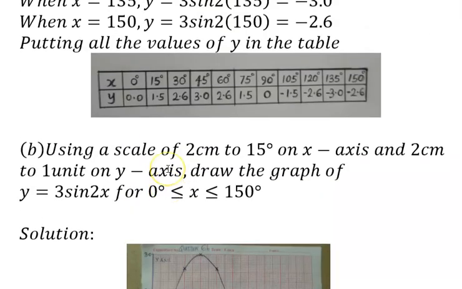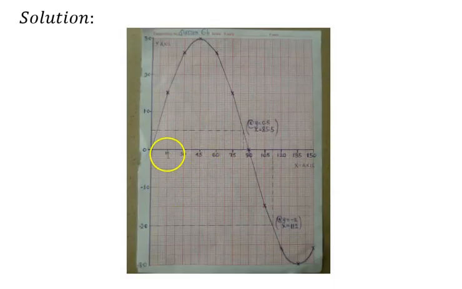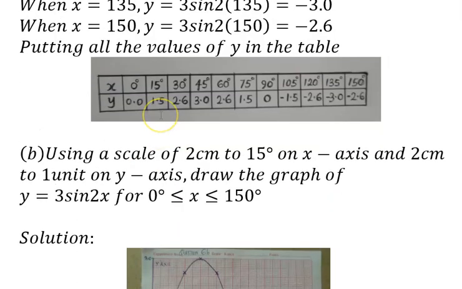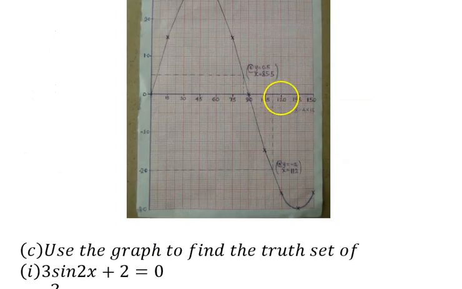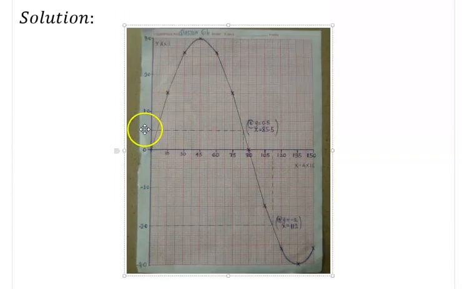Let's check the second one. When x is 15 degree, y is 1.5. This is it. When x is 15 degree, y is 1.5. So let's check for the negative aspect too. When x is 105 degree, y is minus 1.5. So look at it. When x is 105, y is what? Minus 1.5. Minus is down here. So after plotting all your values, just join the curve together.